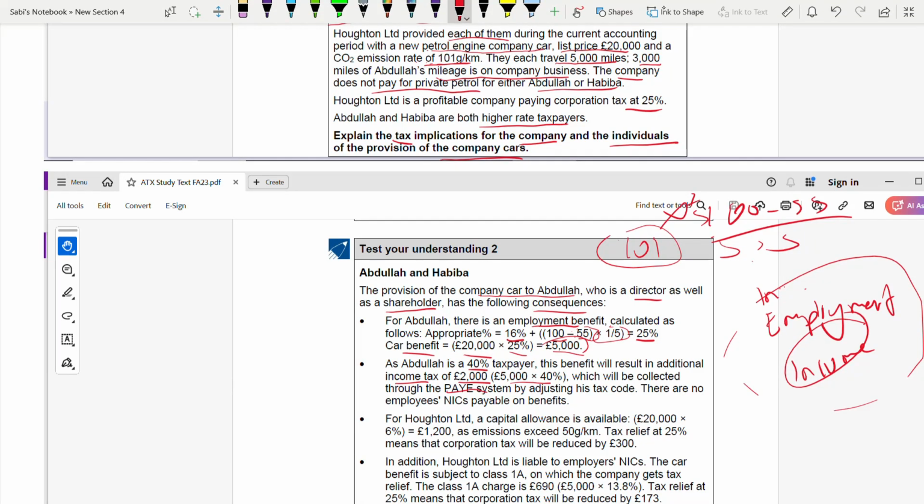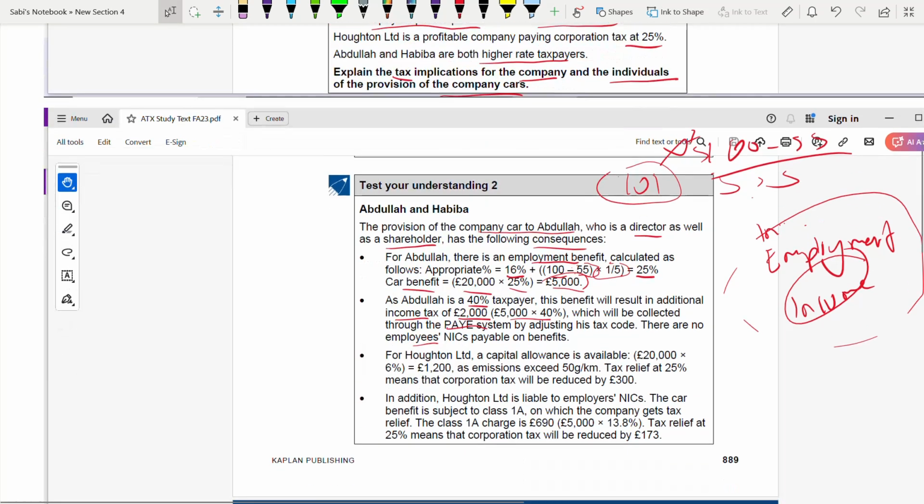There are no employees' NIC payable on benefits. Employees do not pay. Employers pay that. Abdullah is an employee now receiving the benefit. So he does not have to pay any NIC for the benefits that he has received. If it was a cash benefit, Abdullah would have to pay NIC. Now there is no employee NIC payable on benefits for Abdullah as an employee, as a director receiving this benefit. So the first point is over, second point is over.